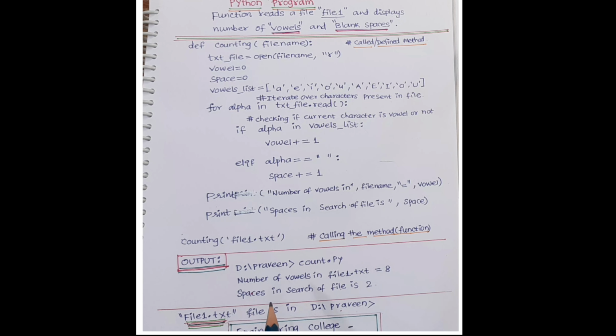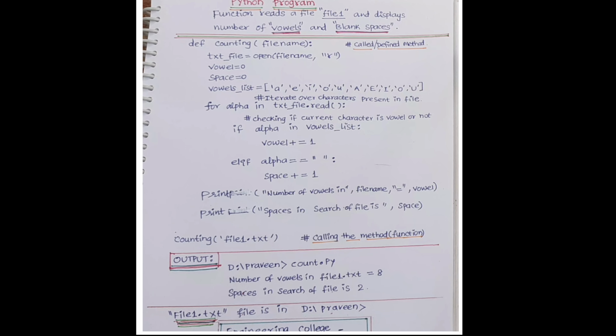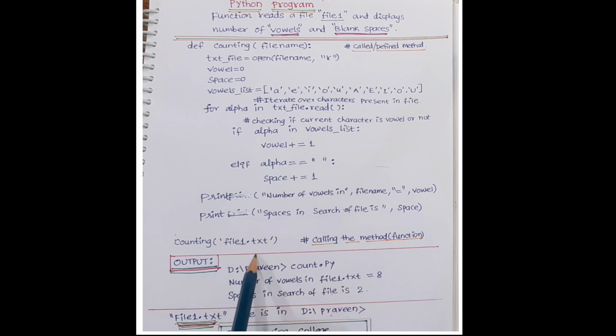You see here, this is the program and this is the output. Here this is the driver block. Counting is the main method. In that, the parameter is file1.txt. I passed the argument, or parameter, as a file name.